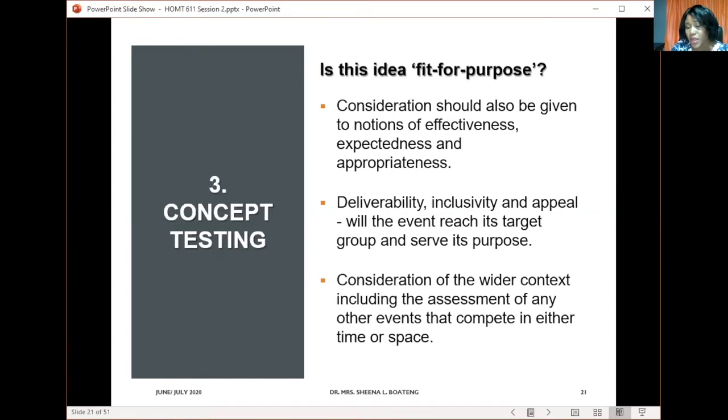Under concept testing, we are saying consideration should also be given to the wider context, right? Including the assessment of any other events that may compete in either time or space. And this is a very important criterion of concept testing. Imagine you are having an event around a time where there are so many other events taking place. Your event will begin to compete with a lot of other events, and people will have to divide themselves on deciding which one to attend and which one not to attend.